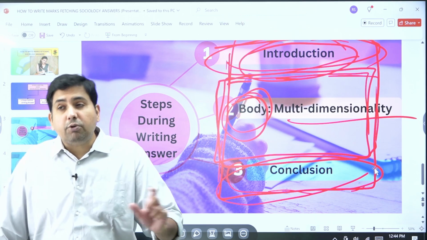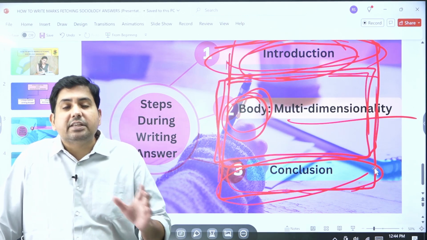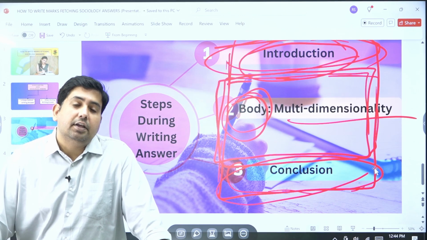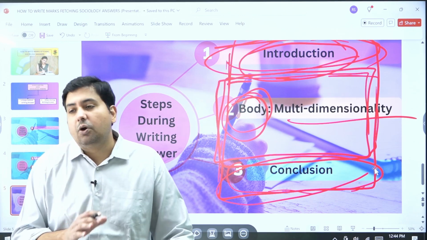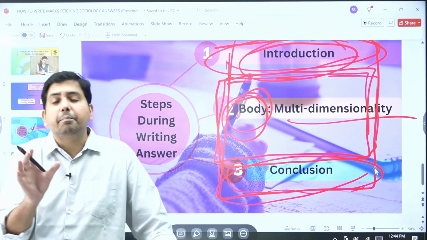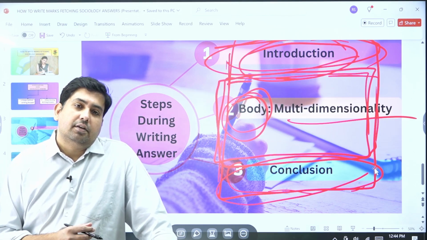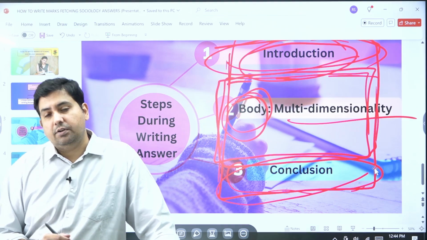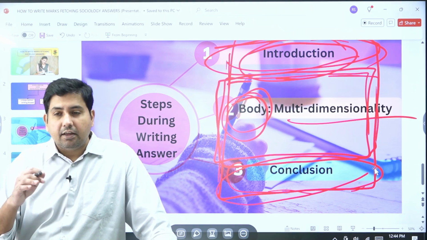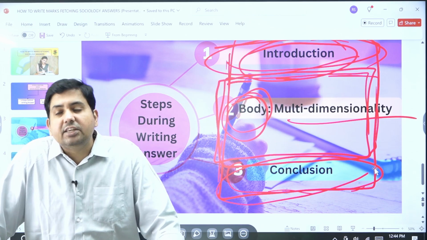So those flowcharts become very handy in expressing your viewpoint in minimum possible words. At least it helps you to complete the paper. You can easily complete your paper. So flowchart is also very important. And there are certain standard diagrams which you can make use of.